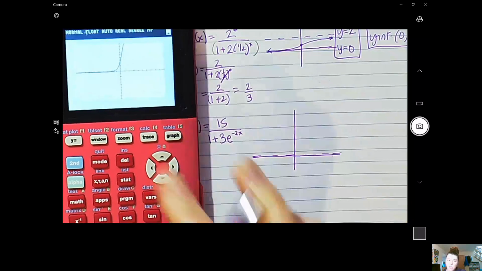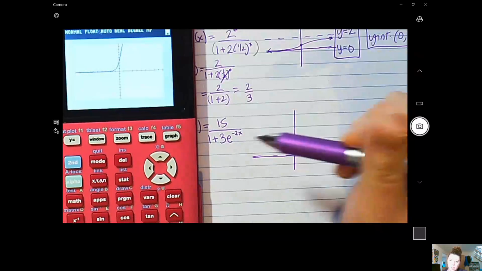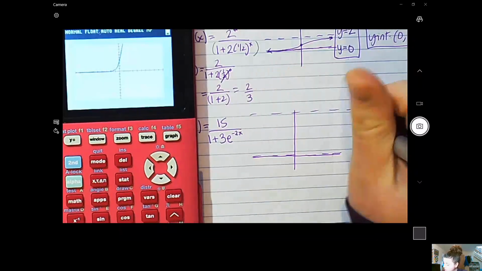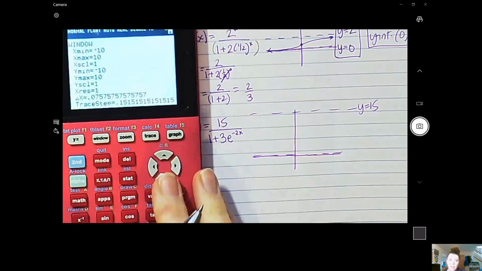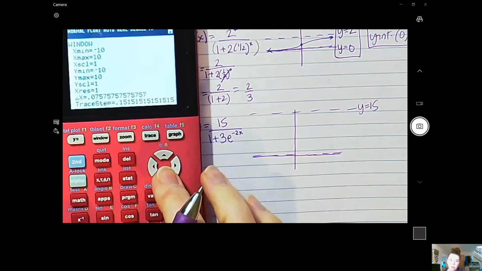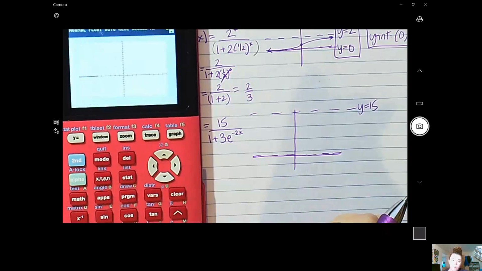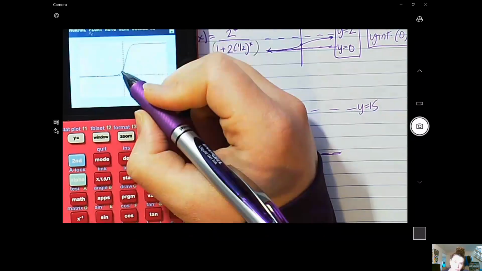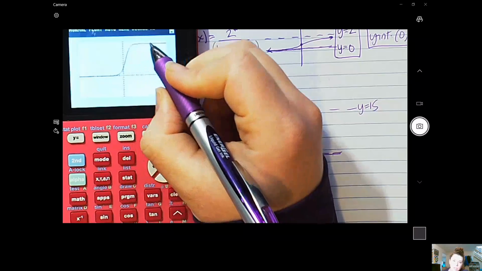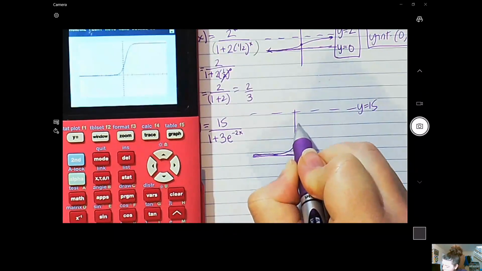Now, right now on my screen, I don't see high enough to see it level off because I only see up to 10. I know that this is going to go all the way up to 15. So I need to adjust my window. I'm going to hit the window button, and I need to make my Y max a little bit bigger. I'm just going to go a little bit bigger than 15 so I can see just a little bit more than I need to. So see, right here, it grew really fast. Shot up, and then it was like, ooh, we're out of space. So I see it cross and then shoot up and then level off.